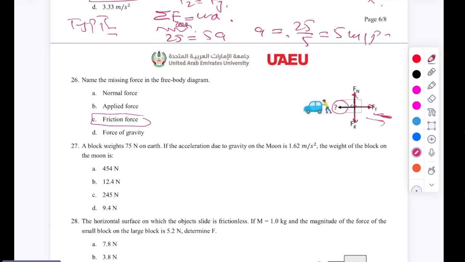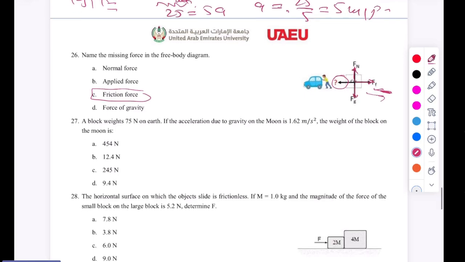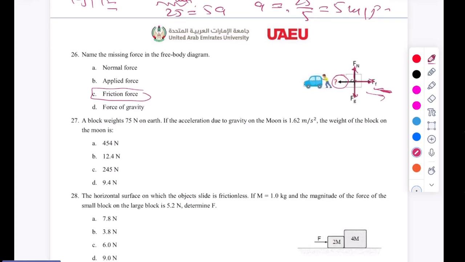But doctor, I think the friction force is already there, no? Yeah, you are right. Now F is already there, this is friction, and this is the applied force. Yes, applied force.